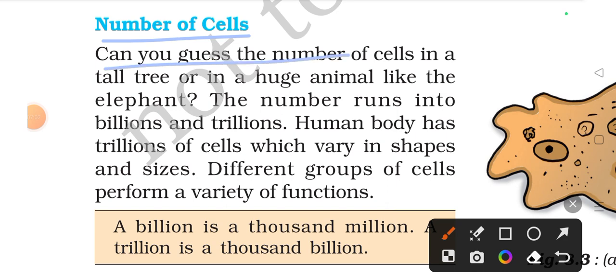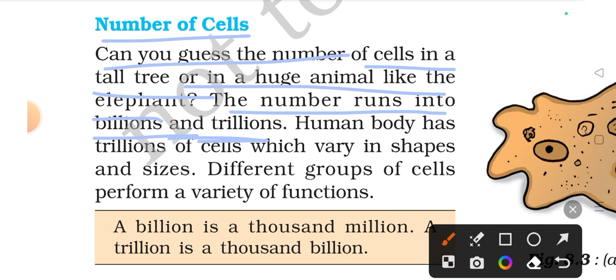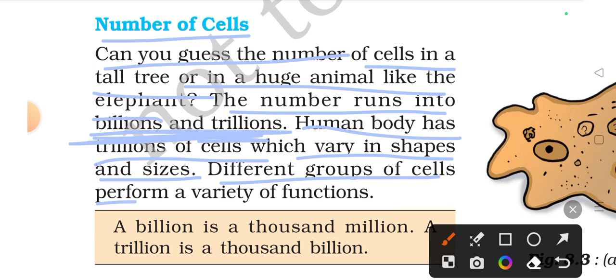So can you guess the number of cells in a tall tree or in a huge animal like an elephant? Of course not. The number runs into billions and trillions. The human body has trillions of cells which vary in shapes and sizes. Different groups of cells perform a variety of functions. So, in the human body, there are millions and trillions of cells and they vary in shape.